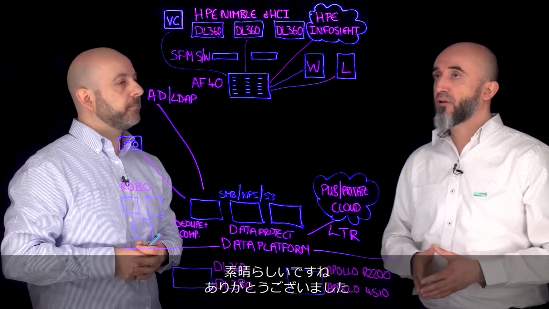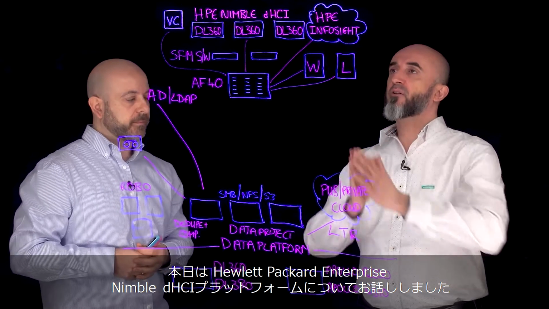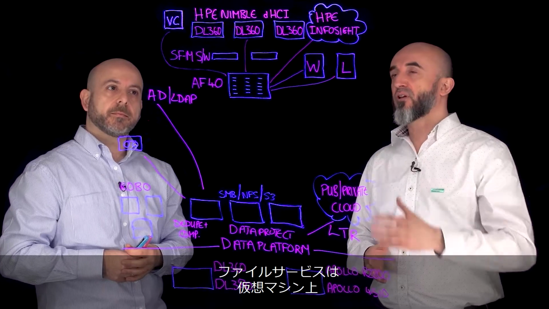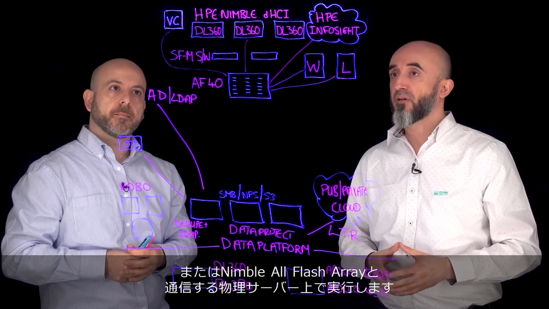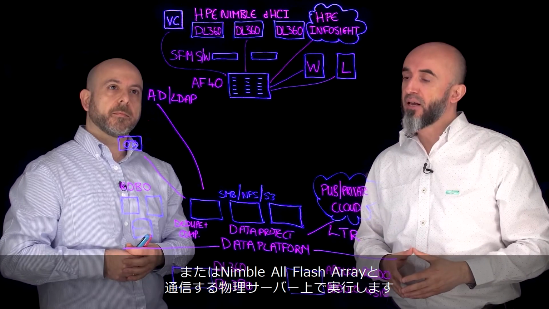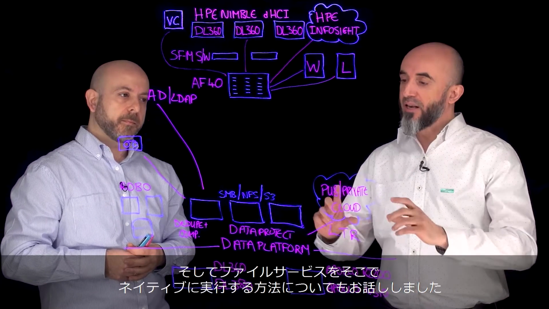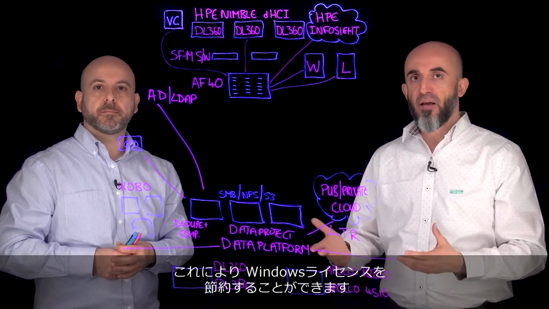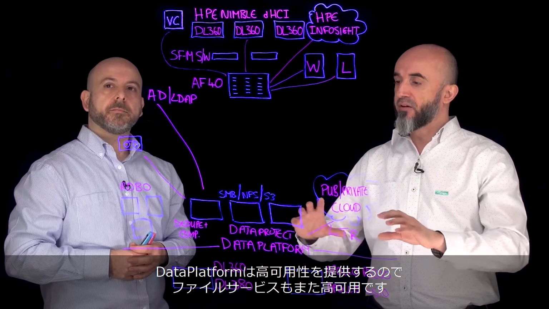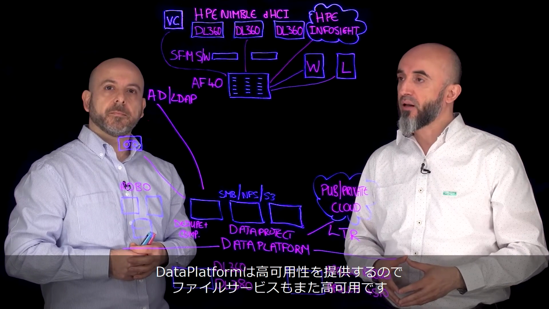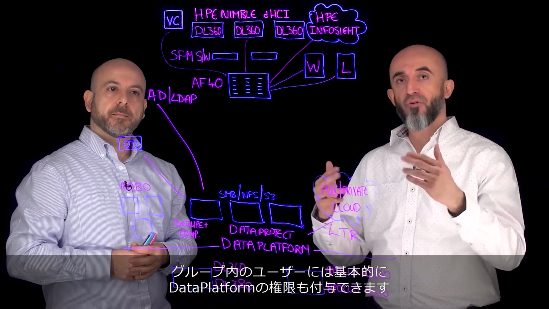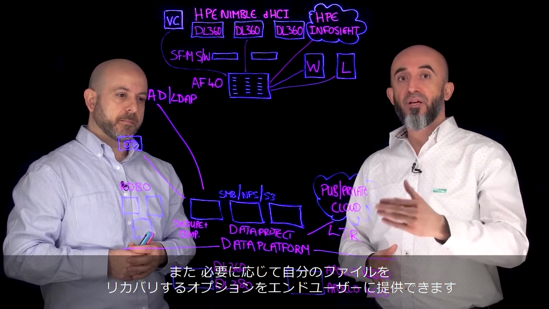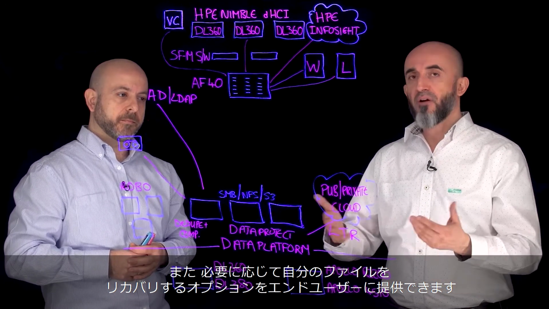Excellent. Thank you very much for that. So, folks, we talked about the Hewlett Packard Enterprise Nimble dHCI platform. You're running your mission-critical applications there. In this case, you're running your file services maybe as a virtual machine or maybe a physical server talking to the Nimble all-flash array. We talked about the Data Platform, and how it can run your file services natively as well. It will save you on your Windows licenses if that's a concern. The Data Platform is highly available, so your file services will be highly available as well. It integrates with Active Directory, so your users and groups can be permissioned on the Data Platform as well. It also gives end users the option to recover their own files if they need to.